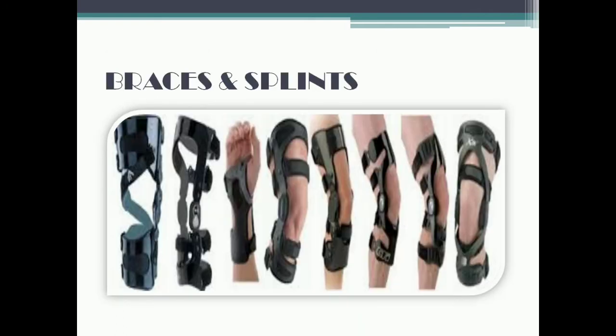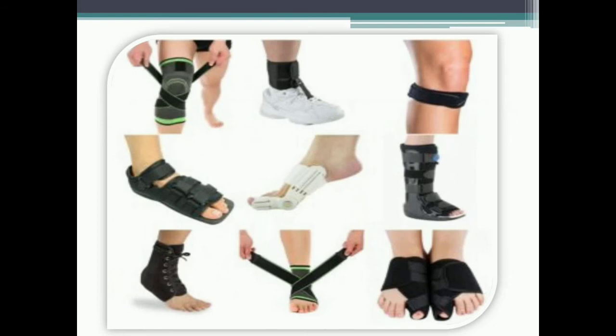Next is braces and the splints. The braces and splints are really helpful to immobilize a body part. They're designed to provide the maximum amount of comfort and flexibility. And the splints are made up of plastic molding, right? In some conditions where continuous support is required, soft padded night splints are also available. You can see in this picture different types of braces and splints are available.